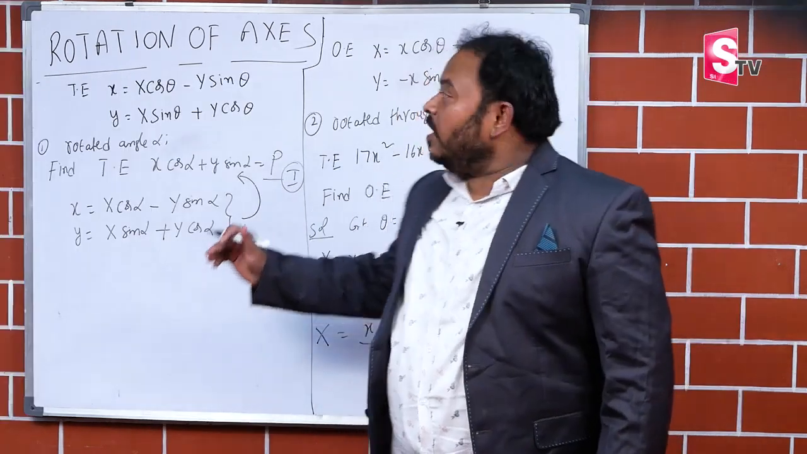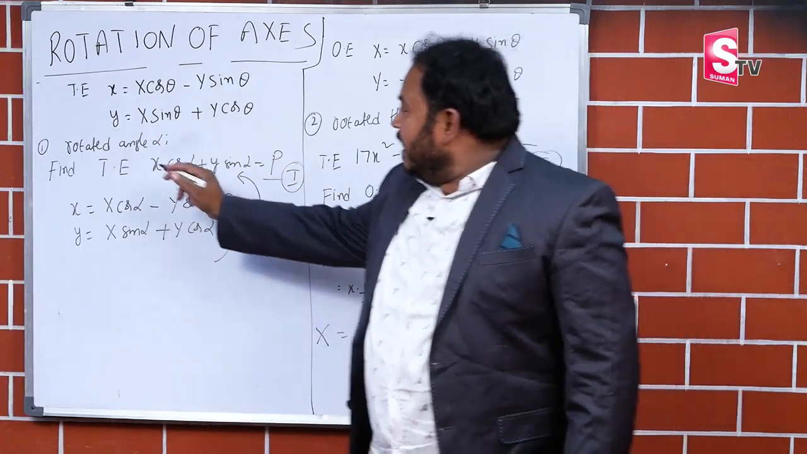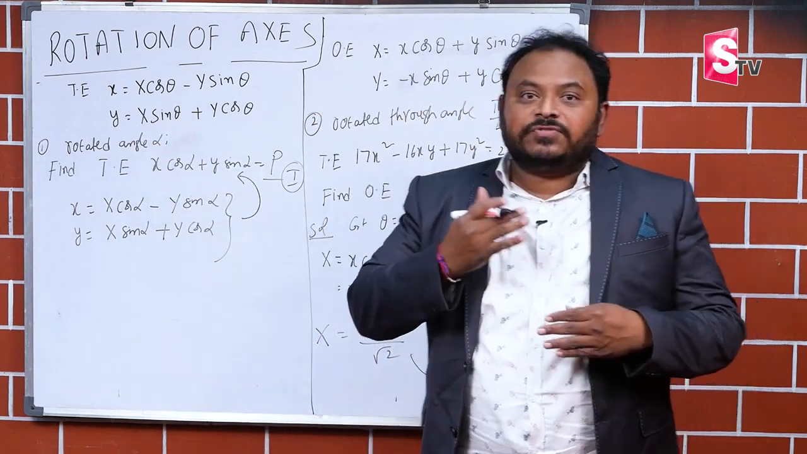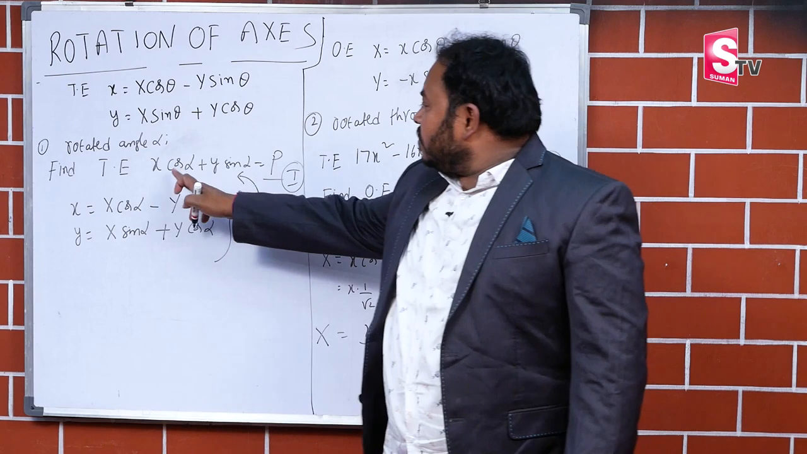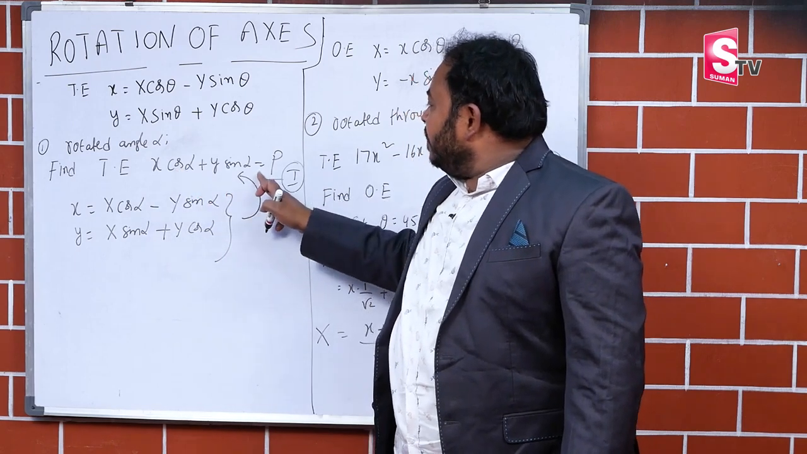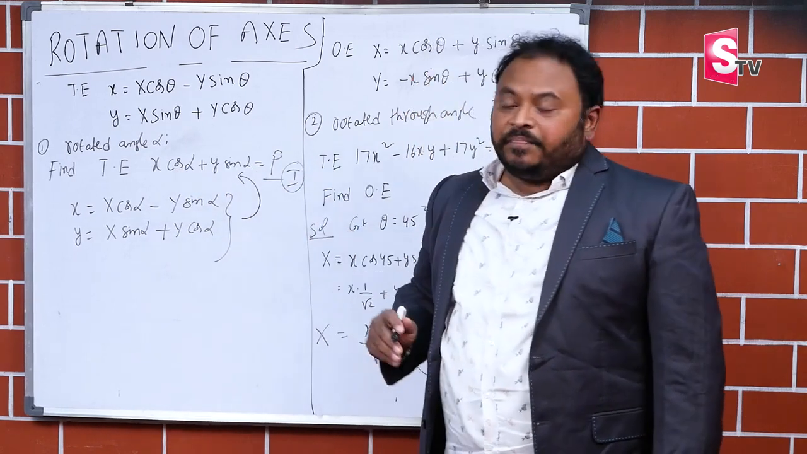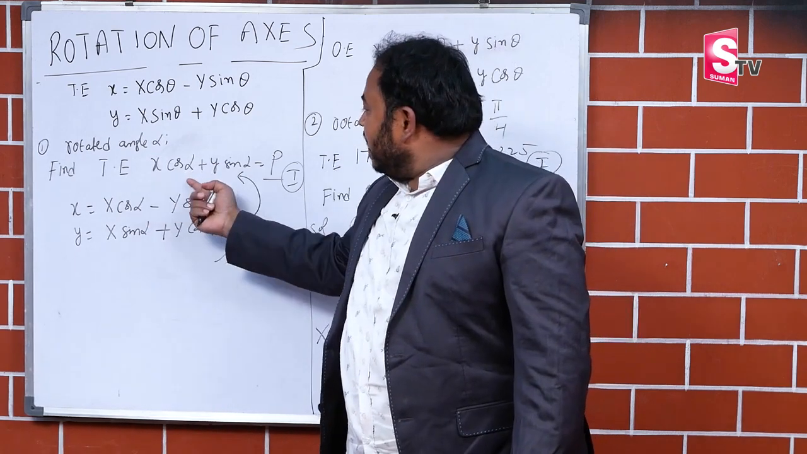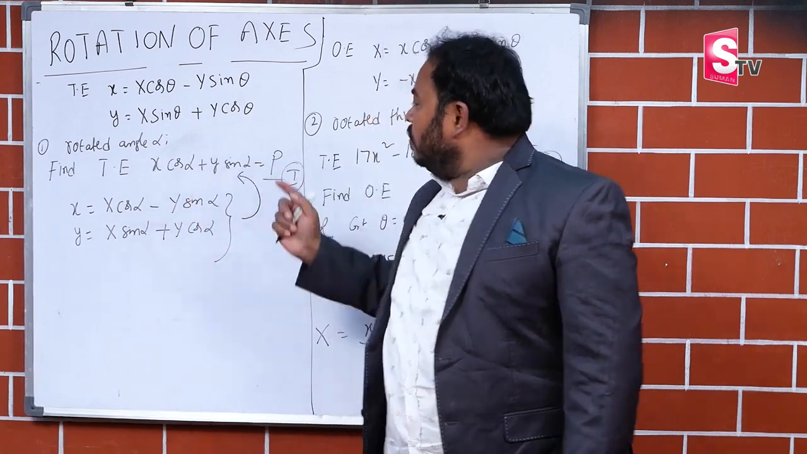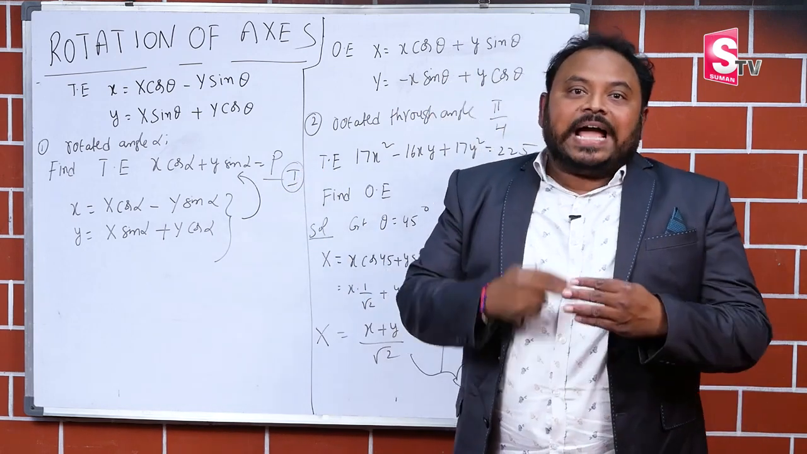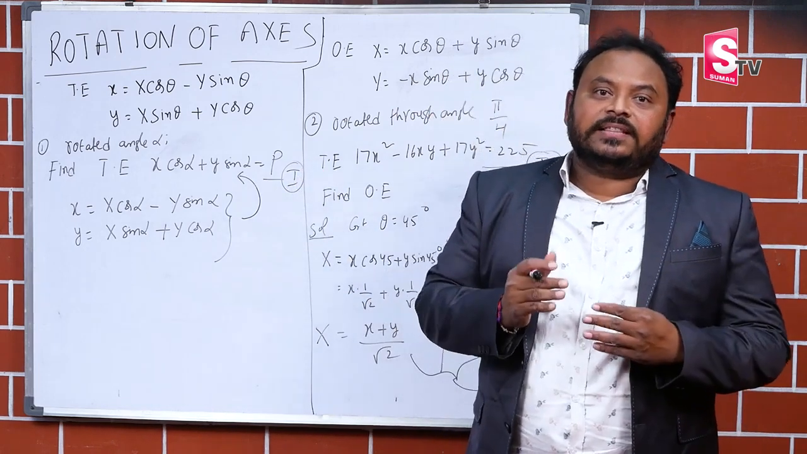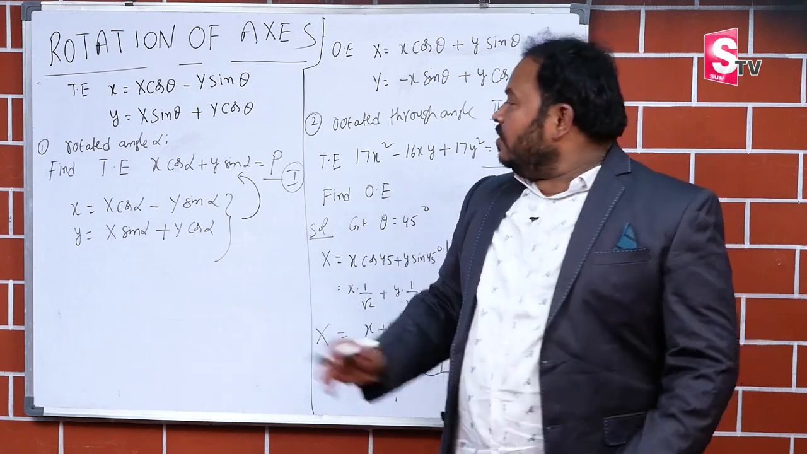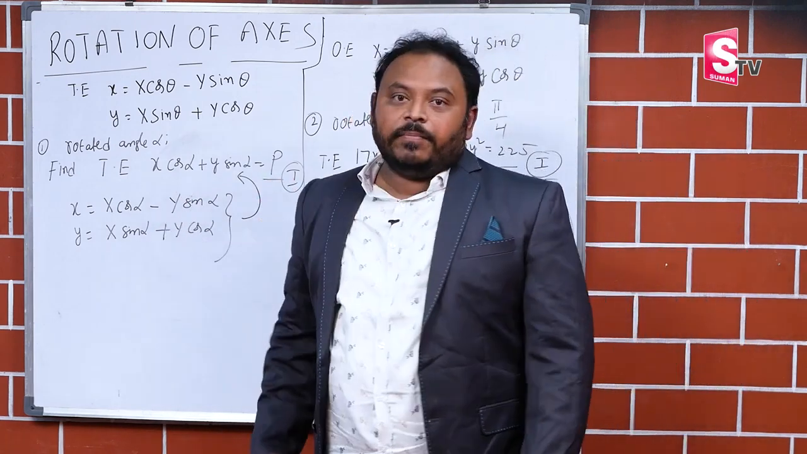These are the related problems of the rotation of axis. Here, the rotated angle is alpha only. We are finding the transformed equation. They gave x cos alpha plus y sin alpha is equal to p only, rotated through an angle alpha. That means here they gave the data: theta is equal to alpha. We are finding the transformed equation.